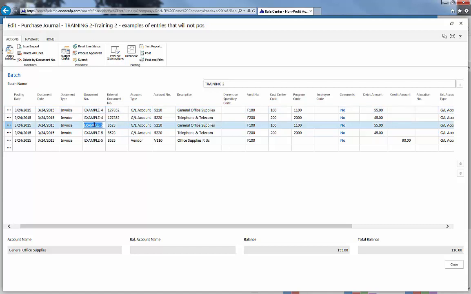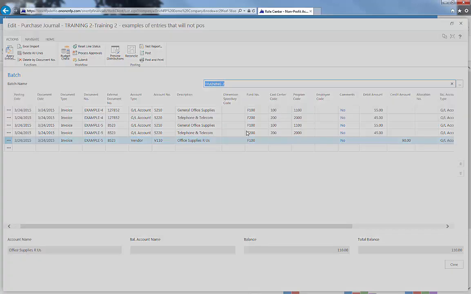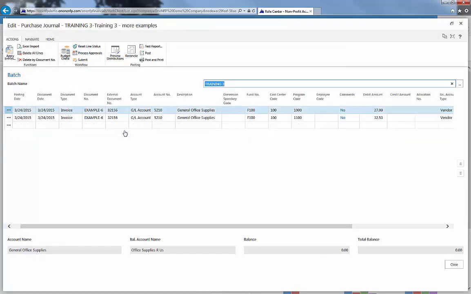If we move to example 5, this is the same kind of thing. We've got an invoice with a couple of lines, but we have the balance entry so we know both sides of the transaction were balanced. 55 and 45 is $90. So this, example 5, would post. Let's open up another batch where I have some more examples.